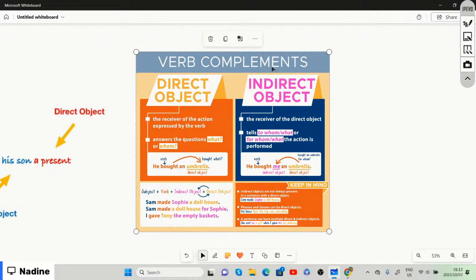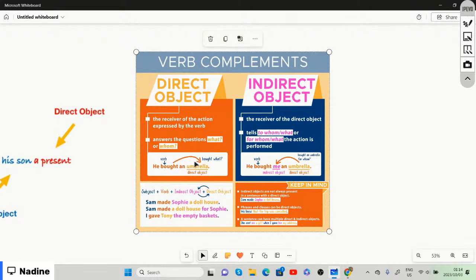Then we will say that the direct object is the receiver of the action, the receiver of the action expressed by the verb. And remember, we said that in order to answer the questions, we need to ask ourselves what or whom it is acting on.